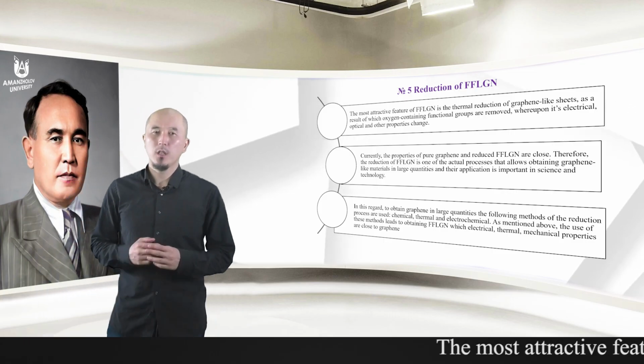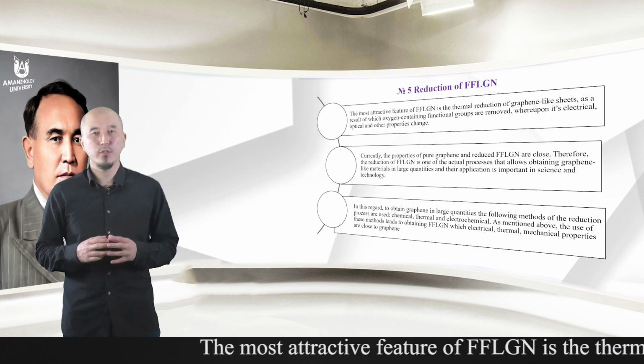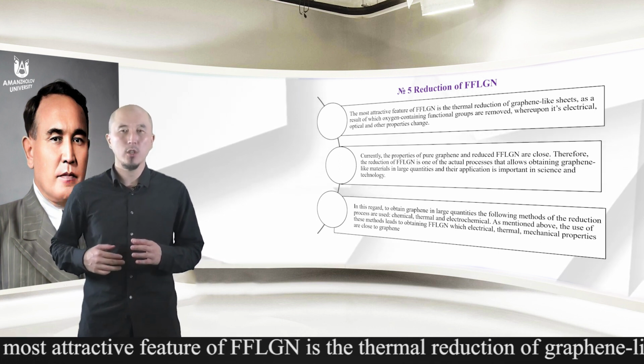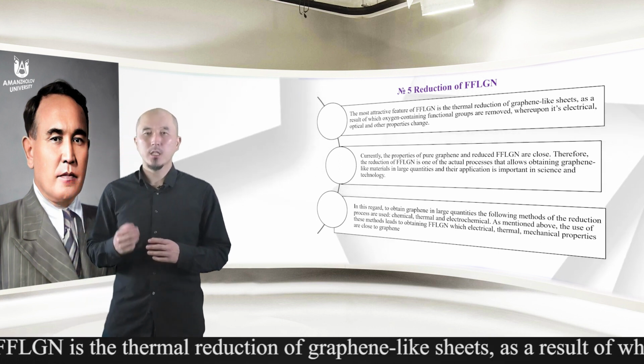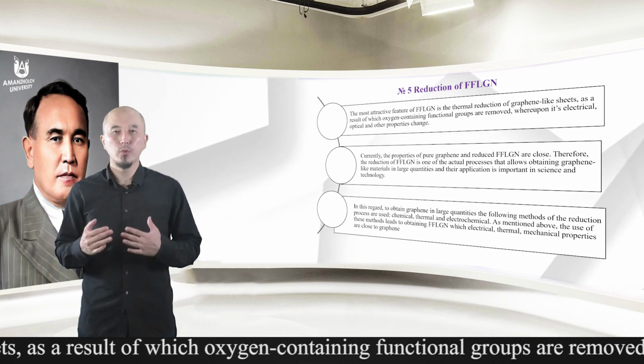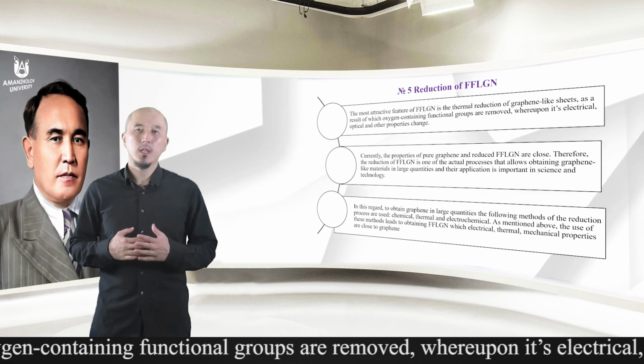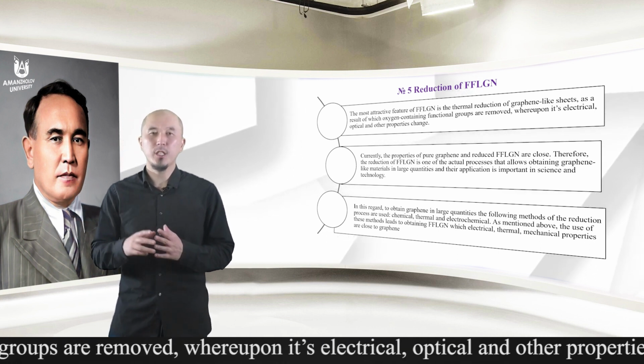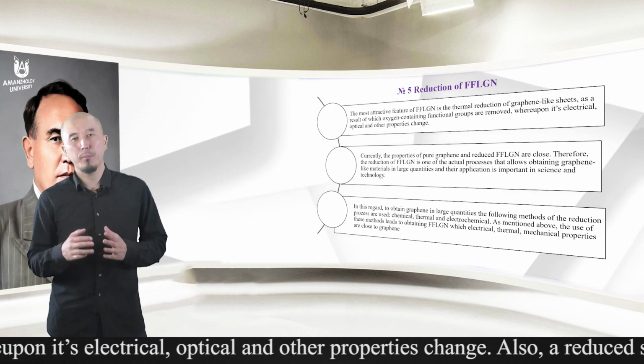Reduction of FFLGN. The most attractive feature of FFLGN is the thermal reduction of graphene-like sheets, as a result of which oxygen-containing functional groups are removed, whereupon its electrical, optical, and other properties change.